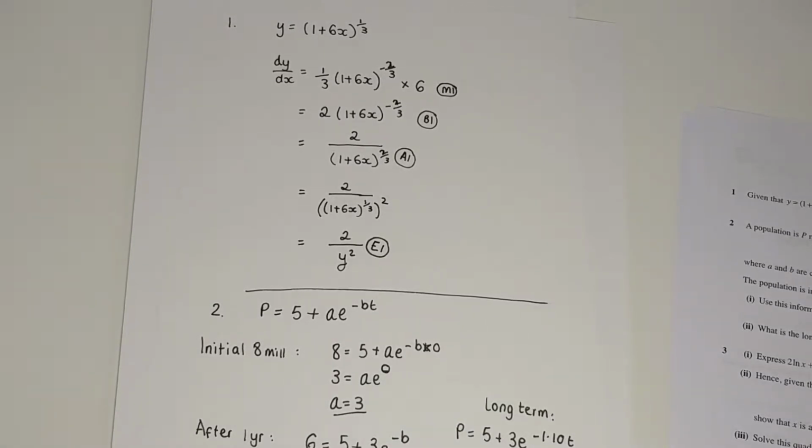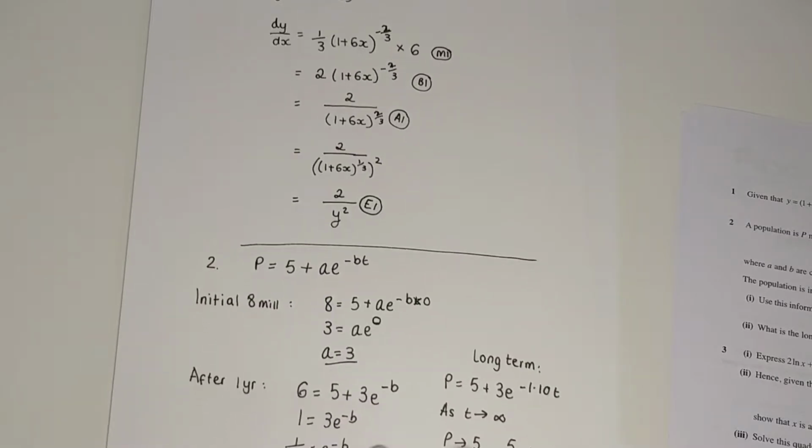Okay, mark scheme. M1 for substituting t equals 0.